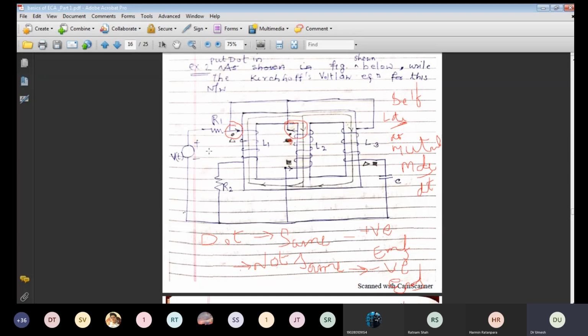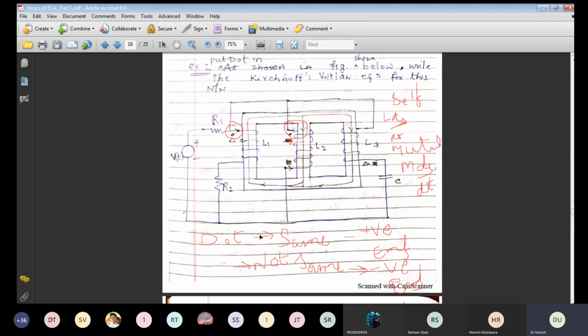Suppose we have one winding L, then we have 2 types of EMF. In this case, we have EMF induced by the self-inductance L1. EMF is induced because of the current passing through the second winding, that is mutual induced EMF, and EMF induced because of the third winding into the first winding. Means there are 3 EMFs produced: one because of self, second because of L2, and third because of L3. Those 3 EMFs are induced. So we have to write the equation for the third.